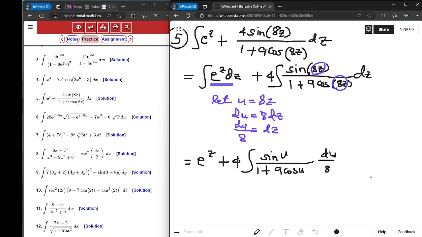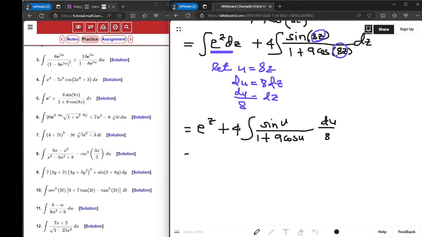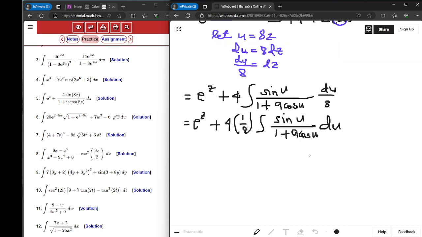Okay, but there is another problem here. We have e to the z plus 4, and we have here 1 over 8 times the integral of sine of u over 1 plus 9 cosine of u du. Can you see this? We don't have an integral for this term. What shall we do with this?